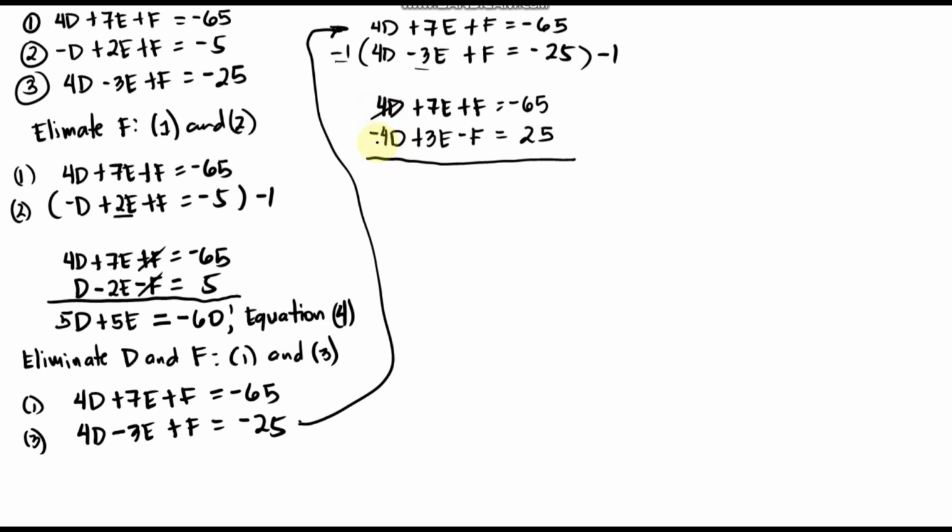Then simplify or i-add natin. 4d minus 4d, that is 0 or ma-eliminate na yan. 7e plus 3e, so that is 10e. Then positive f minus f, ma-eliminate na yan, so that equals negative 65 plus 25, that is negative 40. Next, divide both sides by 10. So the value now of e is negative 4.